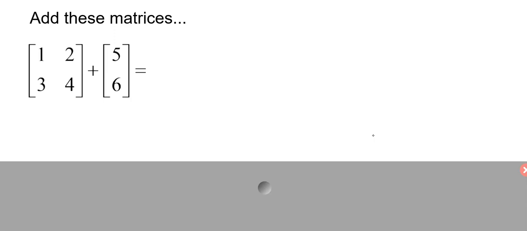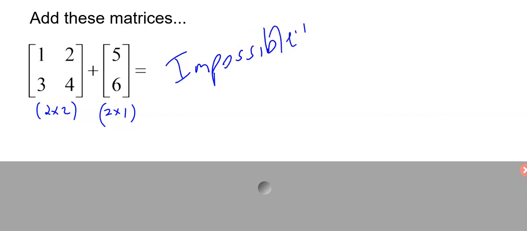Okay, let's try this one. This is going to be a 2 by 2 as far as rows and columns. This has 2 horizontal rows and 1 vertical column, so it's a 2 by 1. So can I add these 2 matrices up? Absolutely not. Impossible.